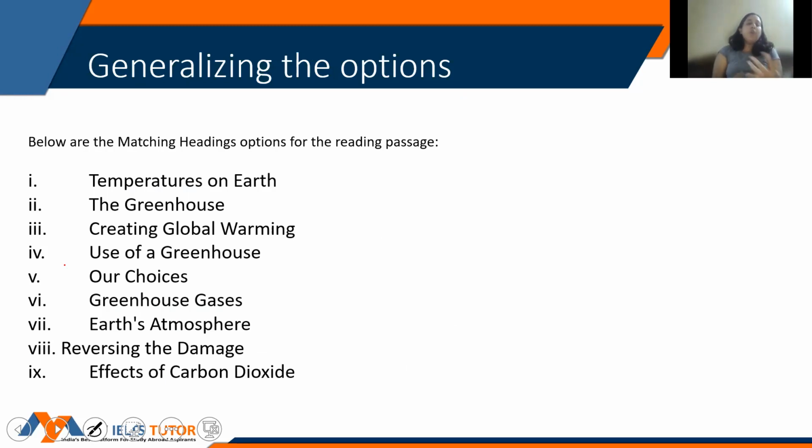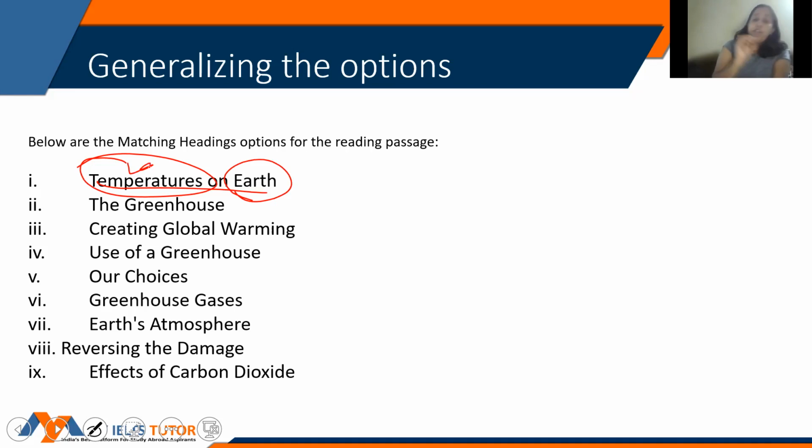So there are some options. How will we generalize it? They're talking about temperature on Earth. It is not important that in the paragraph they will write the word temperature, right? They can just talk about cold. It was cold. The planet was cold. Or they can give any percentage or any degree of temperature, right? Minus 10 degrees Celsius. So that is also temperature on Earth. They're talking about Earth temperature, right?